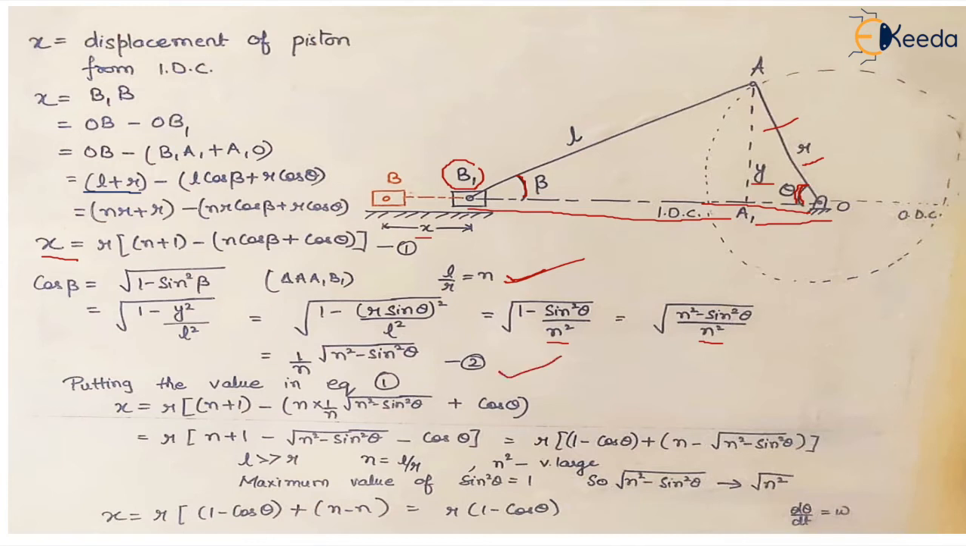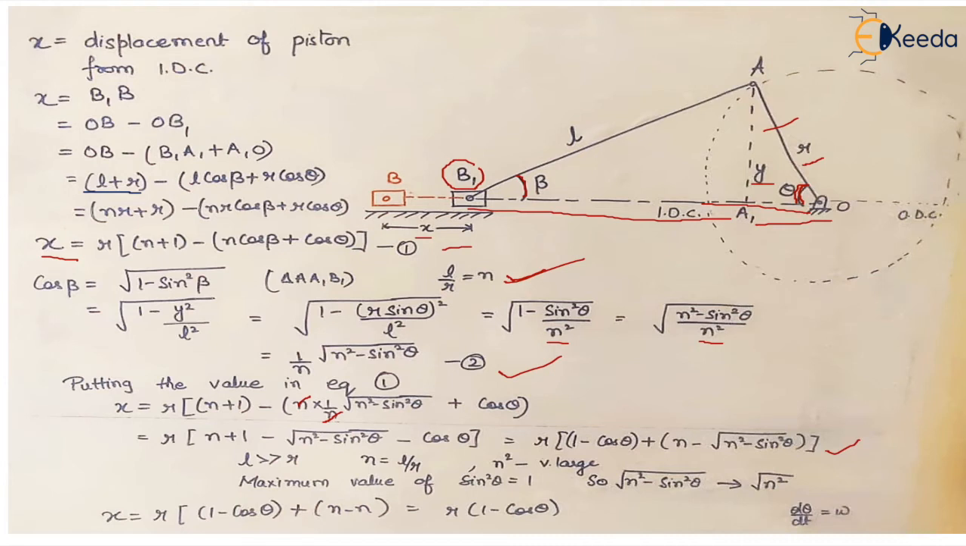The next step is we put the value of this cos beta in equation number 1 and solve it. So when you put the value of cos beta, this n cancels out and we are left with this equation, which is r times n plus 1 minus under root n square minus sine square theta minus cos theta. We just do simple reshuffling of all the variables in the equation. So this is the equation for x that we get.